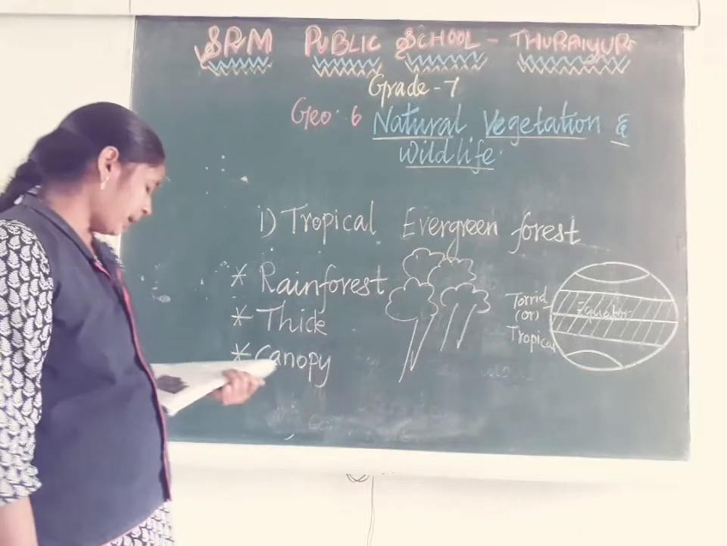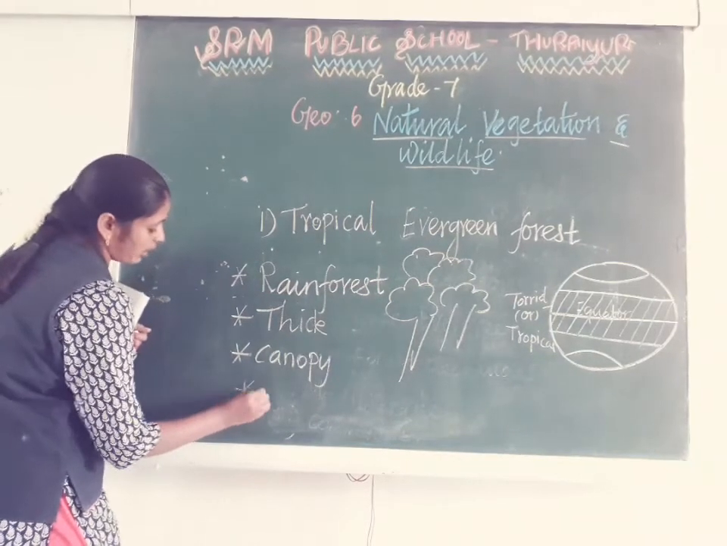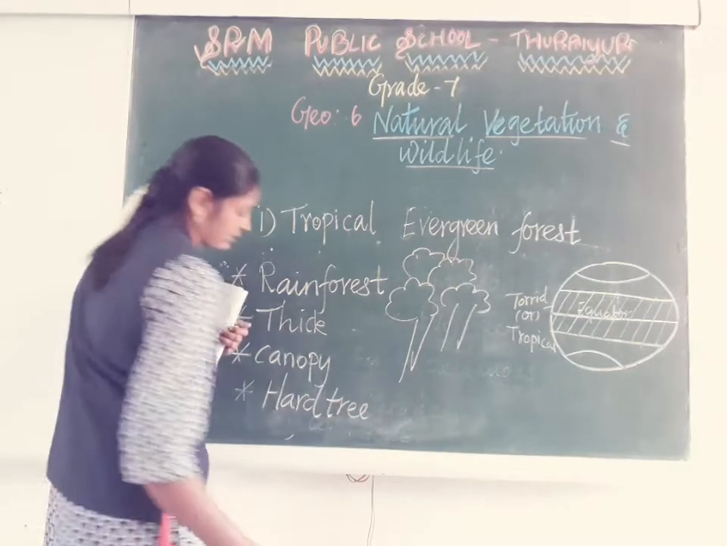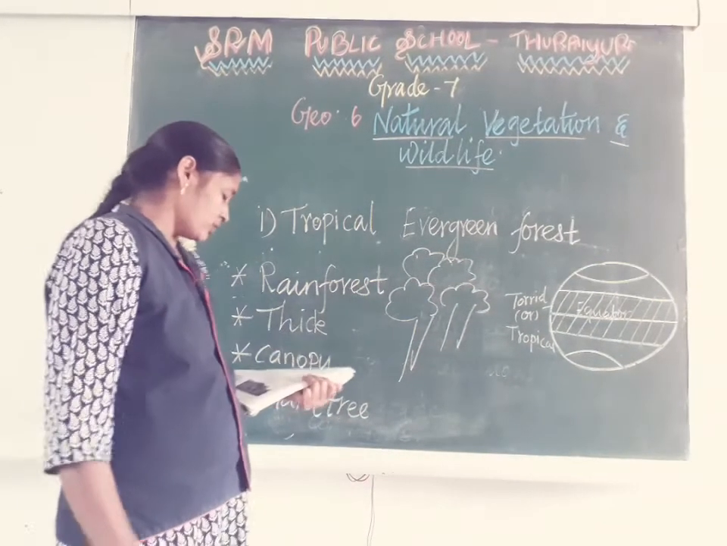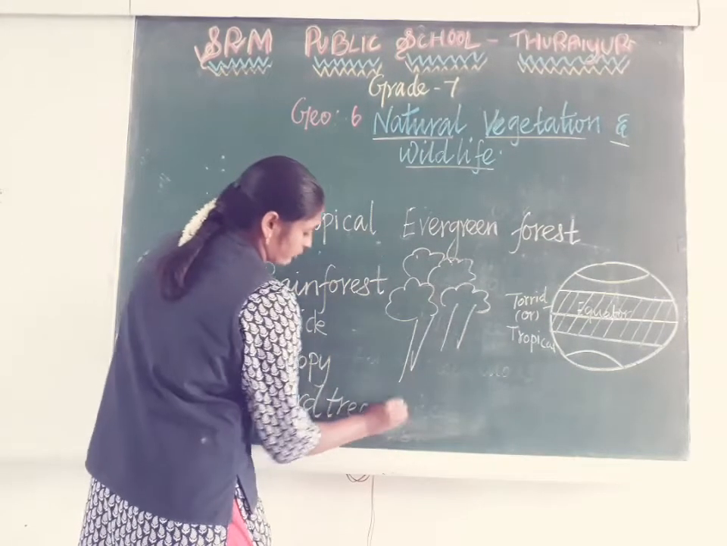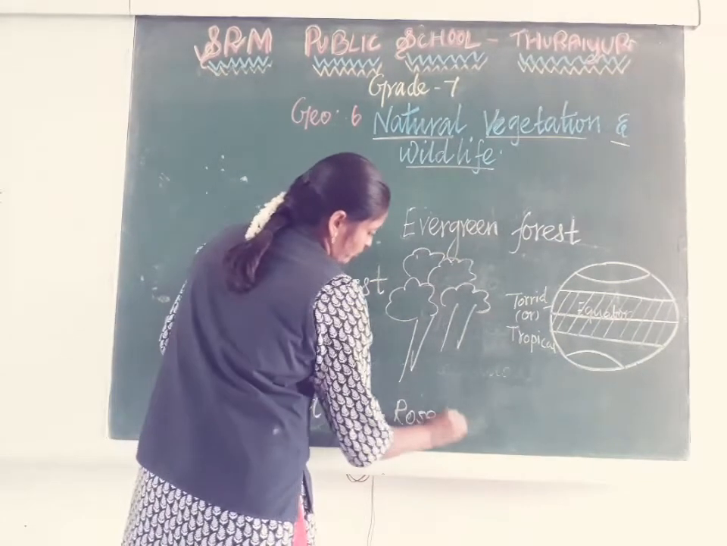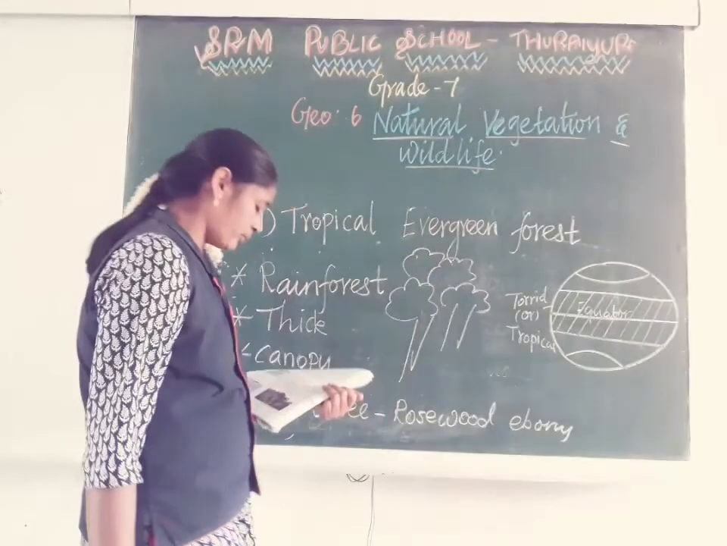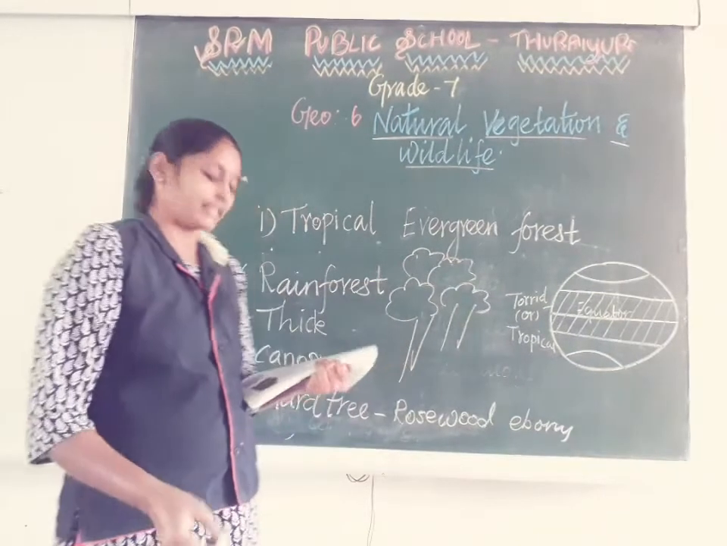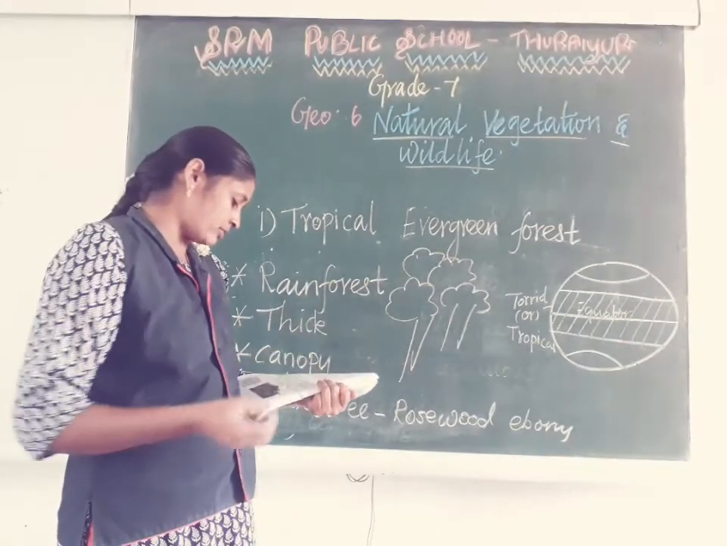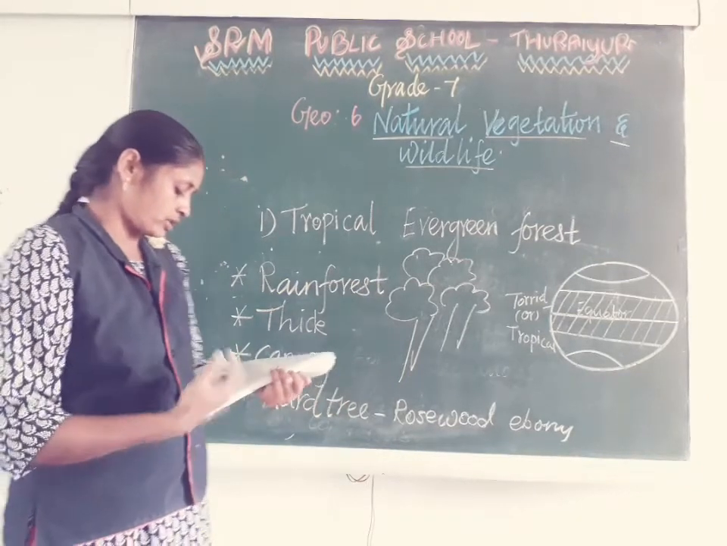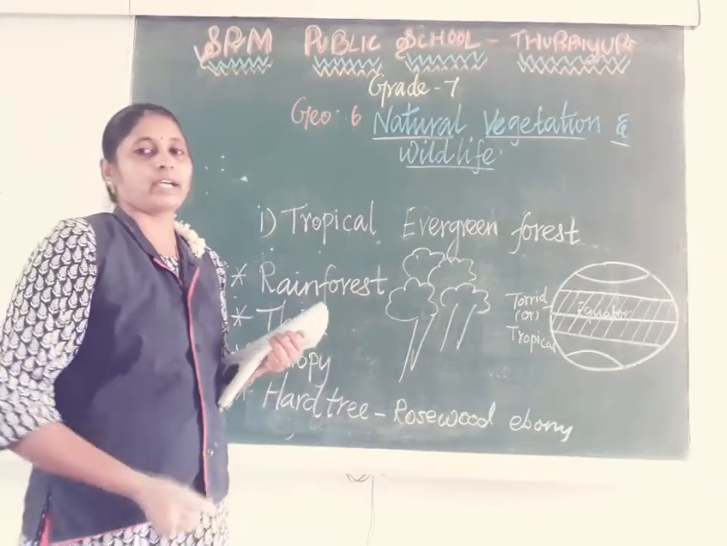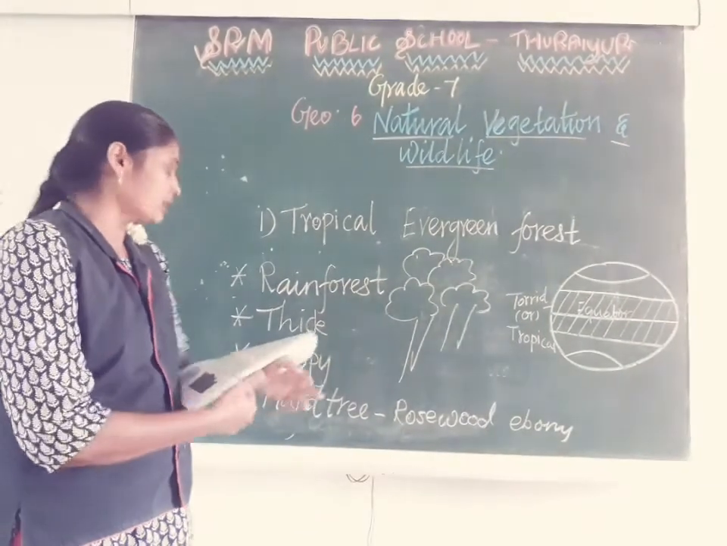What type of trees can we see in this forest? Hardwood trees. The trees are very hard, that's why they are called hardwood trees. For example, the trees we can see in this forest are rosewood, ebony, and mahogany, which are the common trees. What animals can we see in this forest? Some forest-based animals like deer, lion, tiger; these animals we can see in the tropical evergreen forest.